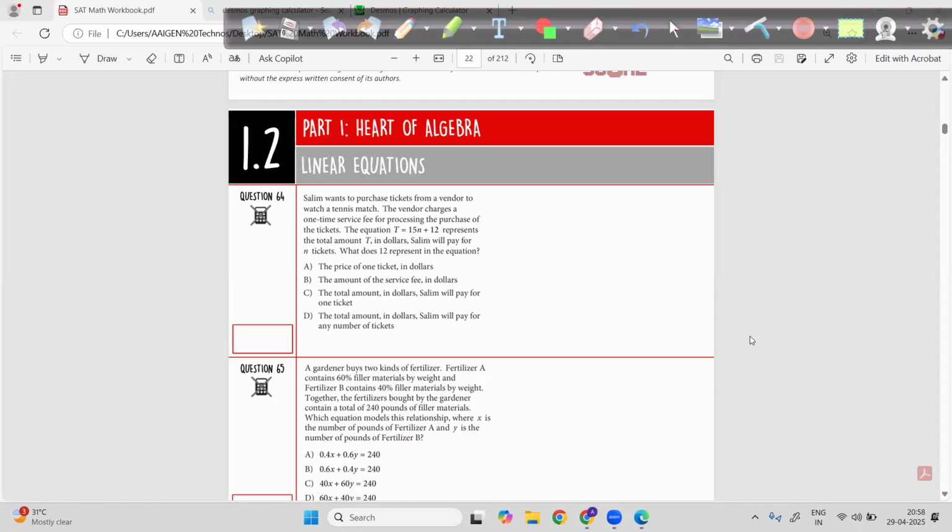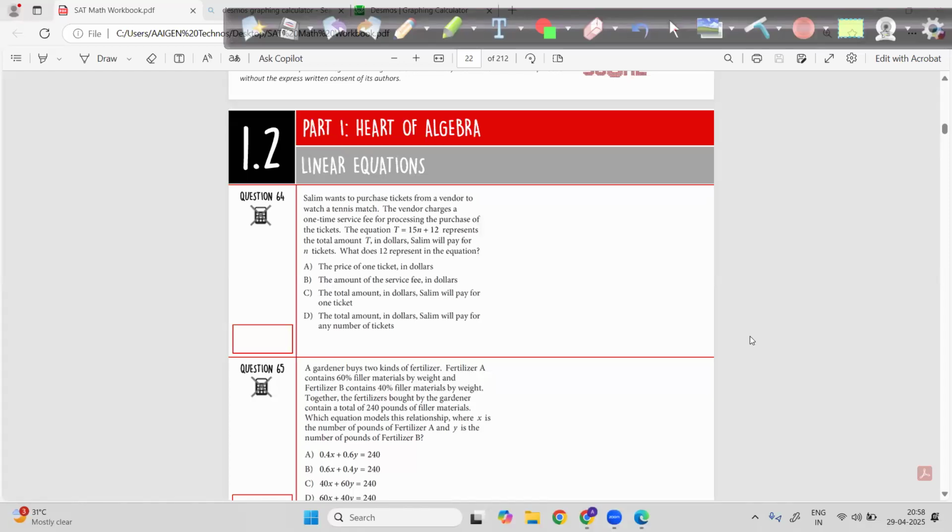Salim wants to purchase tickets from a vendor to watch a tennis match. The vendor charges a one-time service fee for processing the purchase of tickets. The equation T is 59 plus 12 represents the total amount T in dollars Salim will pay for N tickets. What does 12 represent in this equation? When do I get 12? When N is equal to 0.